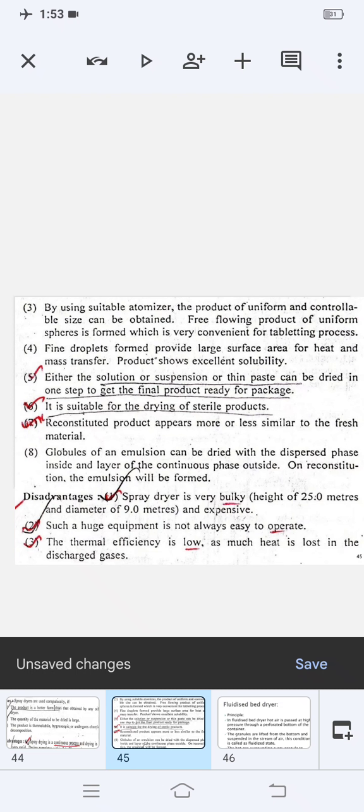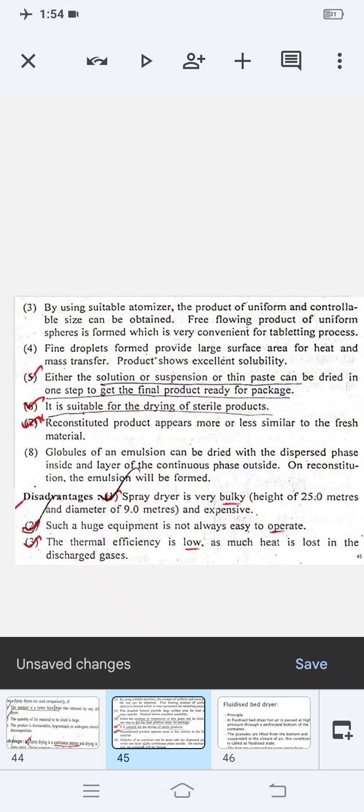Globules of an emulsion which can be dried with the dispersed phase inside and the layer of the continuous phase outside. Now, disadvantages of the spray dryer: it is very bulky and expensive, and it is a very huge equipment, so it is not always easy to operate and clean also. Third is, the thermal efficiency is low as much heat is lost in the discharge gases. So this was the spray dryer.